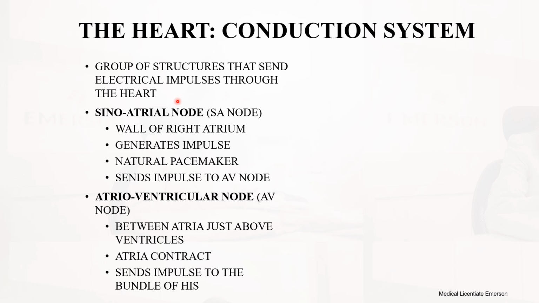Then the conduction system of the heart. We have a group of structures that send impulses through the heart. One is the sinoatrial node, which is found in the wall of the right atrium and generates impulses. So this is the natural pacemaker because it's the one which generates the first impulses. After it generates the impulse, it sends those same impulses to the AV node. The AV node is the atrioventricular node. It is found between the atria, just above the ventricles. When the atria contract, it sends impulses to the bundle of His.